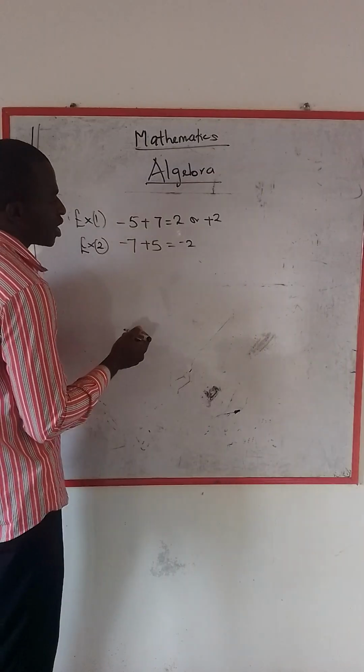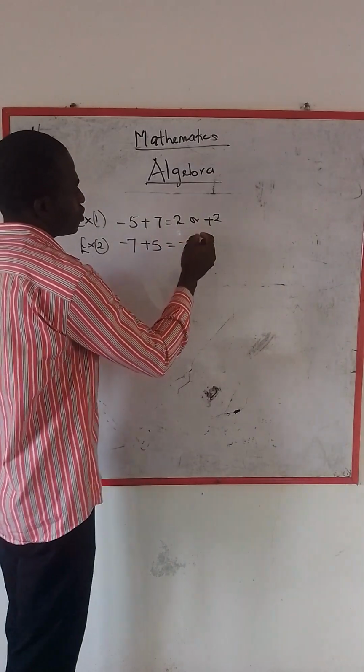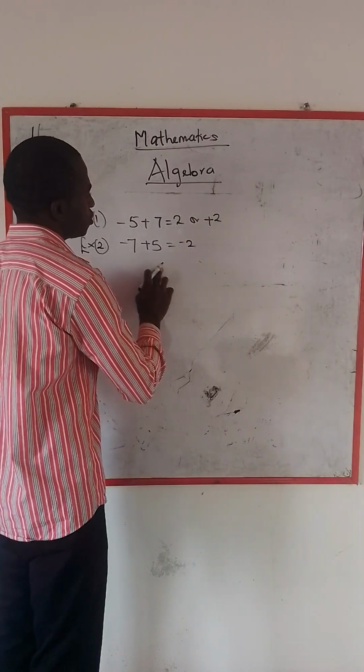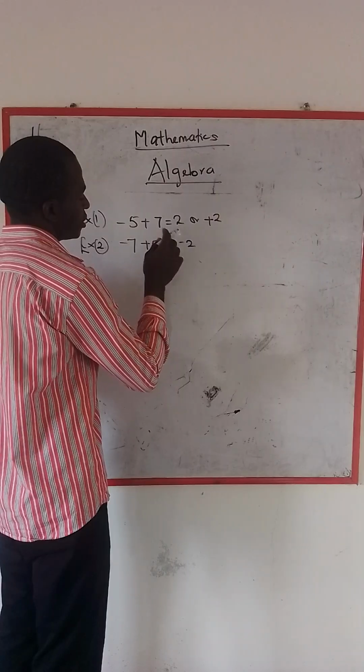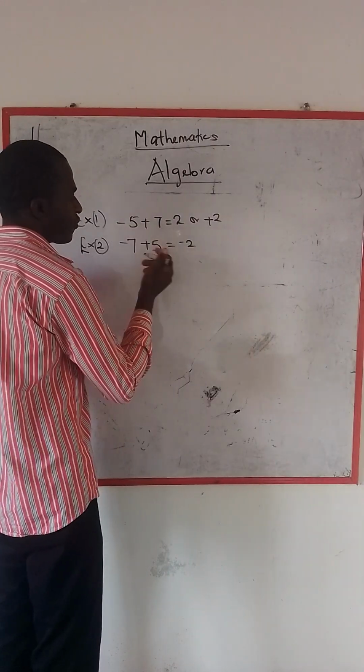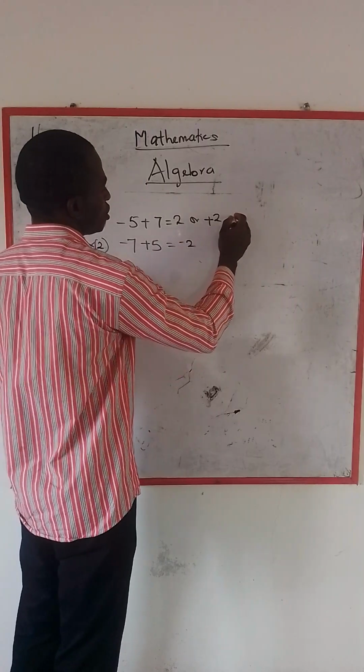If I want to use it with alphabets, most people don't know that we can collect like terms when they have the same alphabet, and we add and subtract accordingly. Okay, let me do this one.